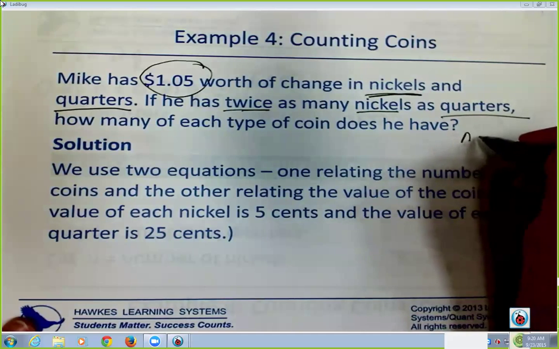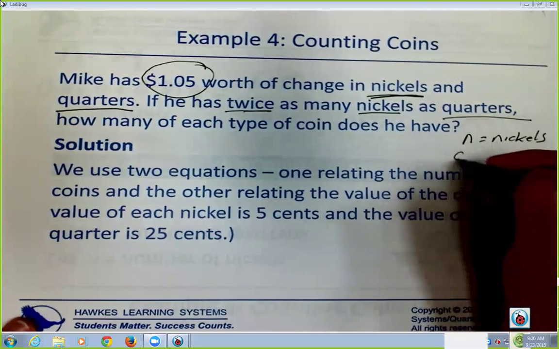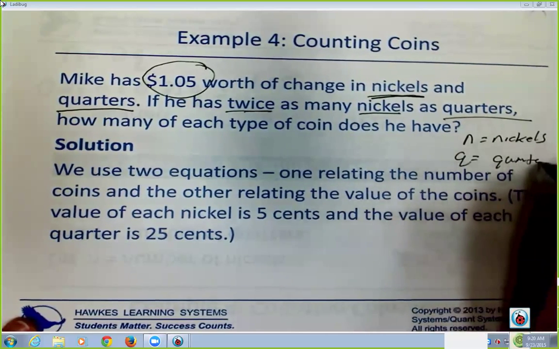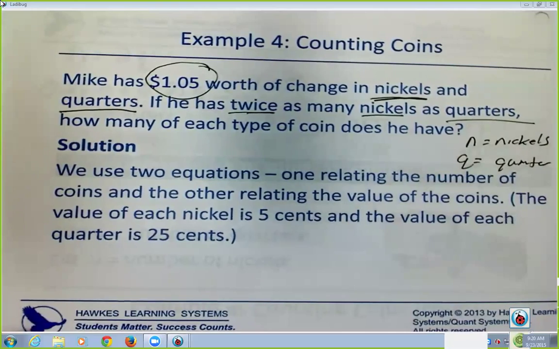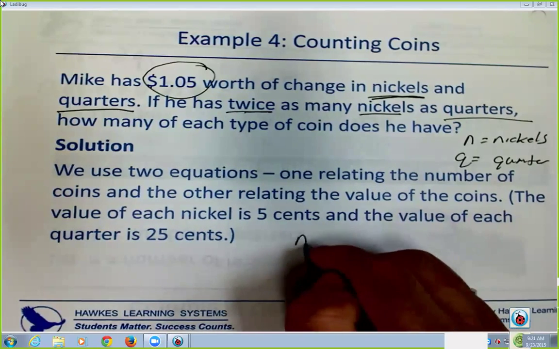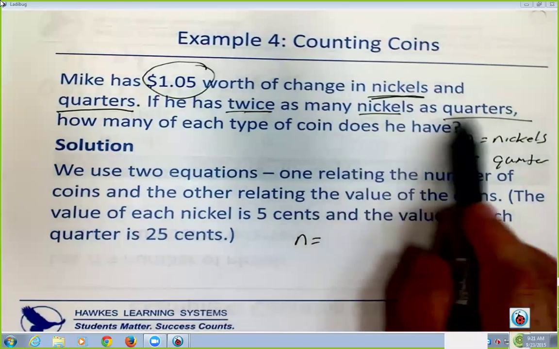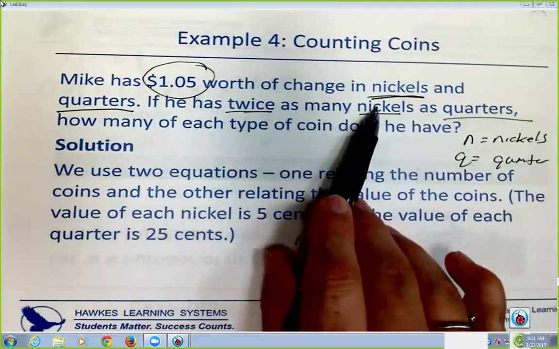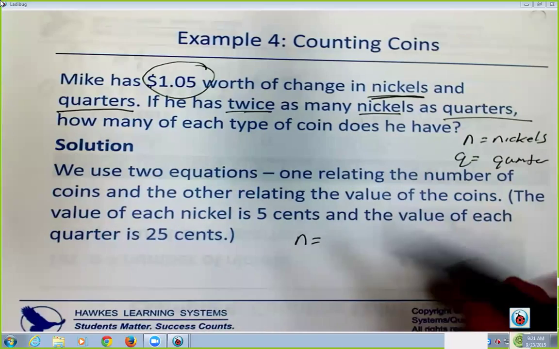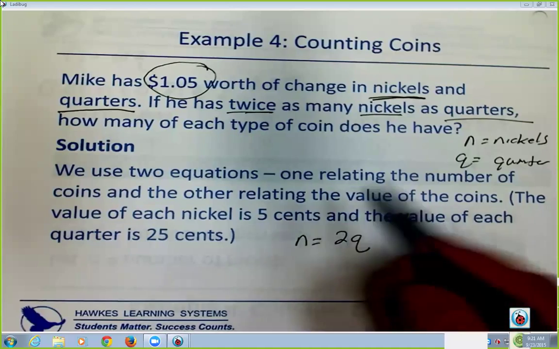So if we make nickels equal to N and quarters equal to Q, we could end up figuring out what that happens to be. So it has twice as many nickels as quarters. So nickels, and this is again that backward one. It's kind of like that other one that we were looking at before, because it's got backwards pieces of saying it has twice as many nickels as quarters. So nickels would be 2 quarters, okay? So it's kind of that backward piece.